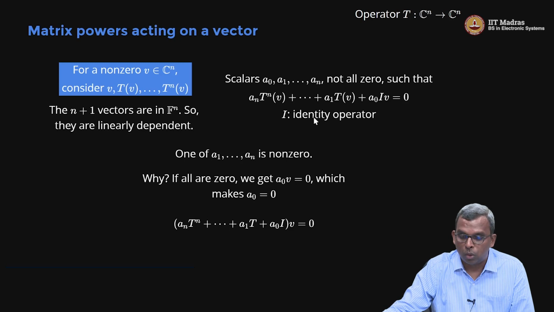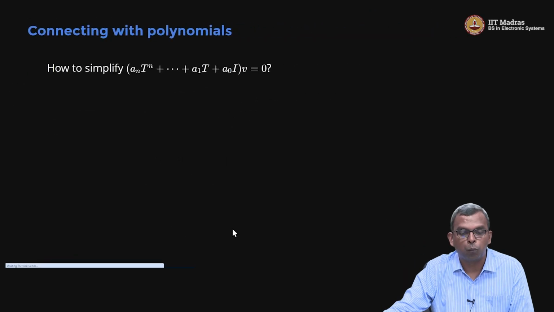That's okay. So we will rewrite this equation by taking v outside: an T power n plus so on till a1 T plus a0 I, times v, equals 0. So v is going to distribute over this in an easy way. Notice this whole thing is one operator. There is a non-zero v such that this big polynomial operator in T, when it operates on v, I get 0. So what does that mean? When you have an operator and a non-zero vector v such that the operator acting on v is 0, then this v should be in the null space of this operator.